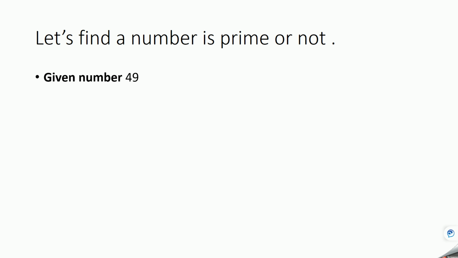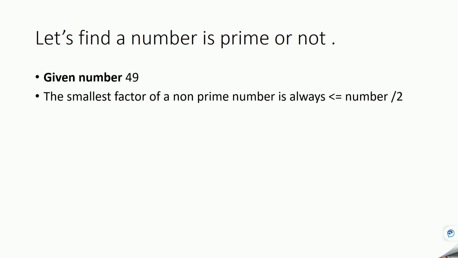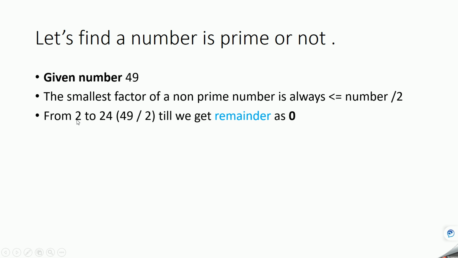Let's see how we can find whether a number is prime or not. Let's take an example. Here we are given a number, its value is 49, and we'll see how we can find whether it is a prime number or not. As we know, the factor of a non-prime number will always be less than or equal to half of that number. So we'll always check from 2 to half of the given number, till we get the remainder as 0.